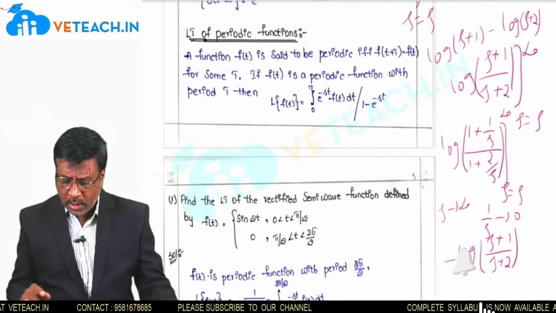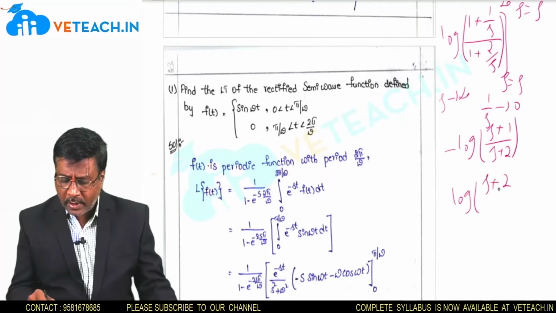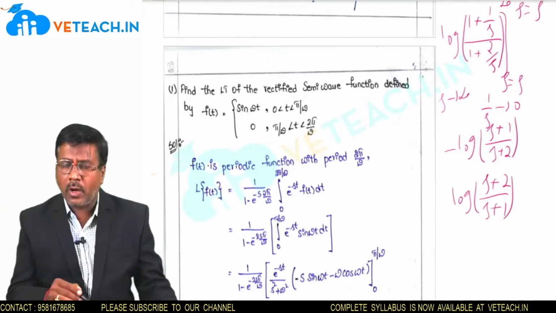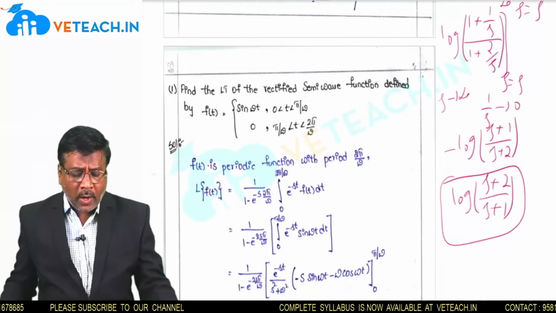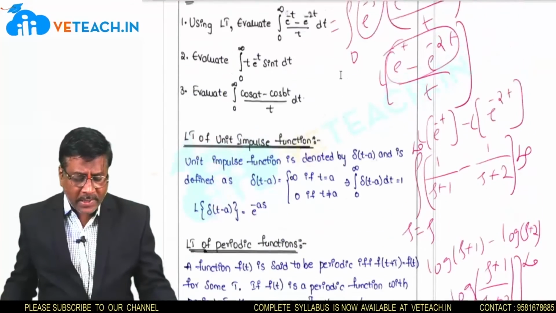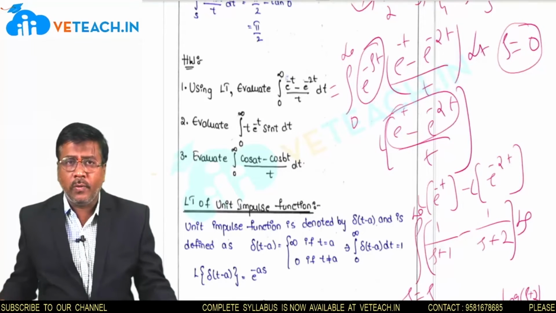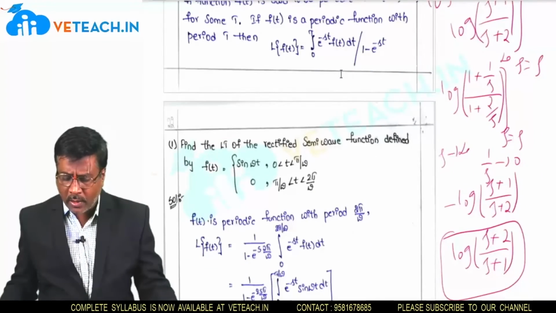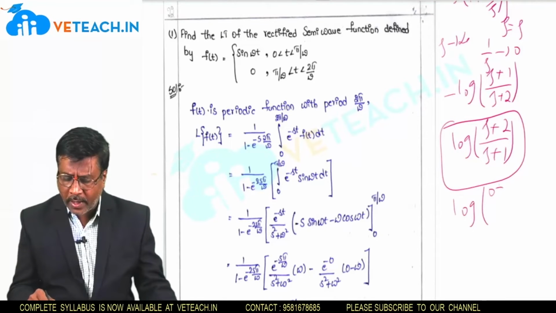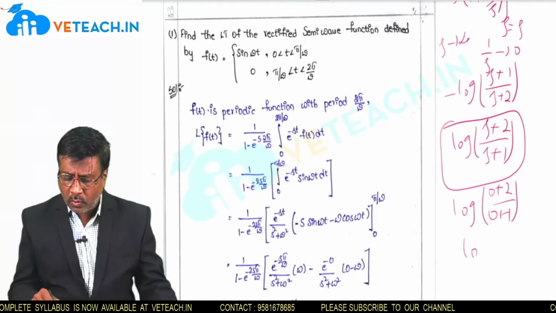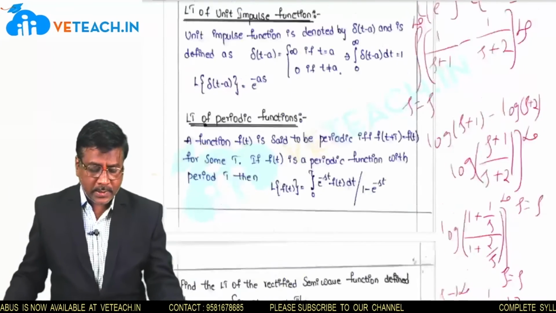Now we can take the minus sign inside, that is equal to log of s plus 2 by s plus 1, taking the reciprocal of that value. So this is the solution of that problem. Now, whatever we assumed, substitute s equal to 0 in that value. The answer is log of 0 plus 2 by 0 plus 1, that is equal to log 2 only. This is the final answer of the improper integral.